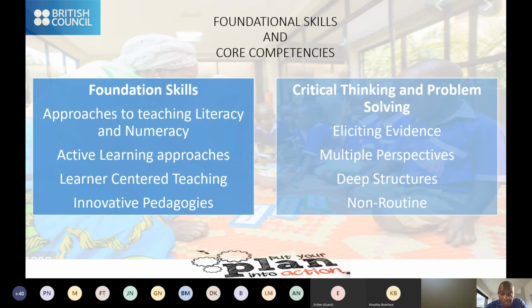And when we come to the core skills, which are now additional to supplement, we are addressing critical thinking and problem solving. And here we are talking about eliciting evidence, which we have covered. We are talking about multiple perspectives. We are talking about deep structures, and we're also talking about solving non-routine issues. So as we are planning, we make sure that our plan revolves around foundational skills and core competencies. Those are the critical elements which we need to do.